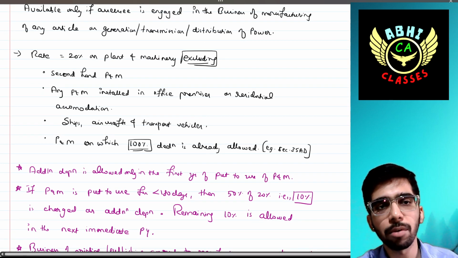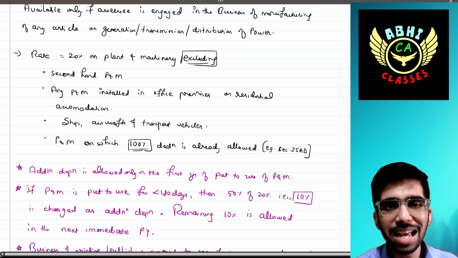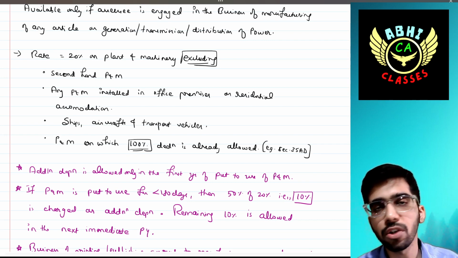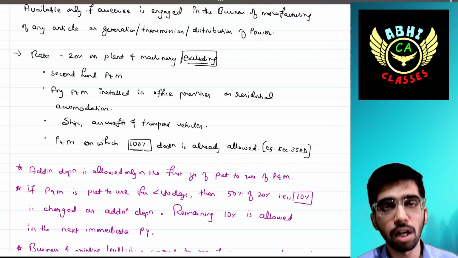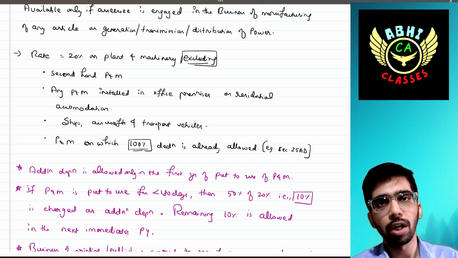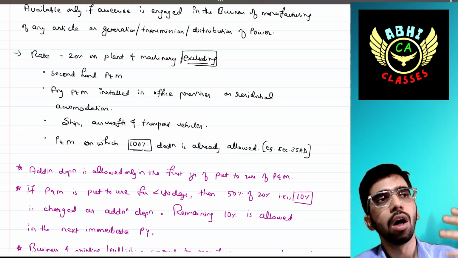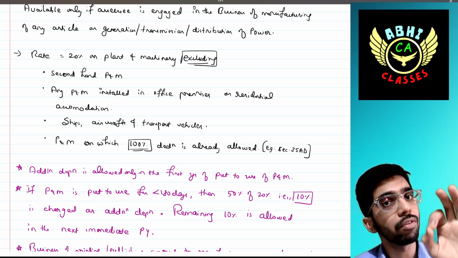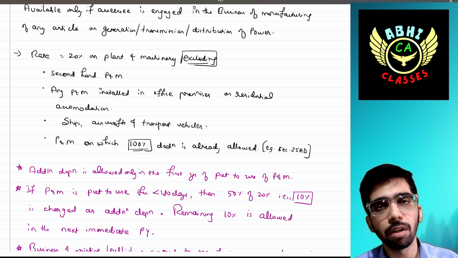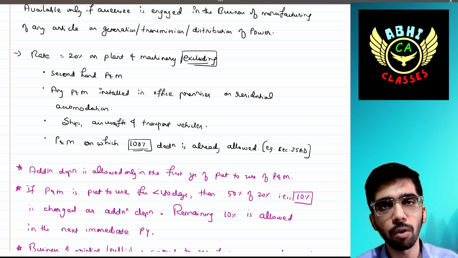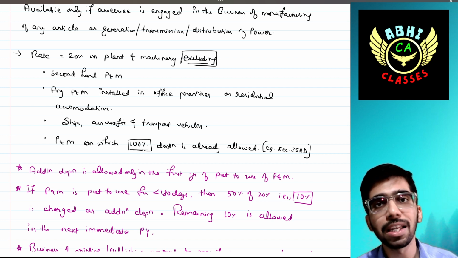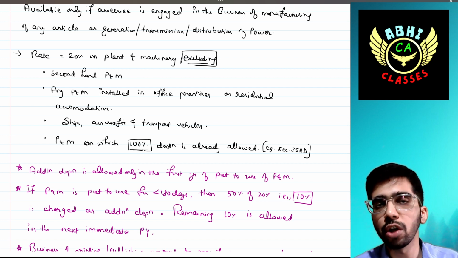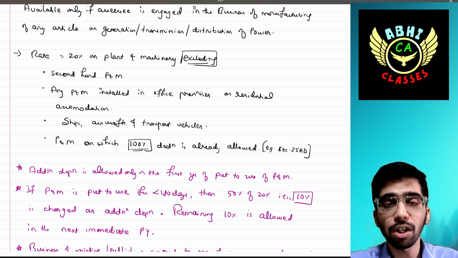Second, any plant and machinery installed in office premises or a residential accommodation, for those assets also the additional depreciation would be nil. For example, in office premises, you install an AC, that is an air conditioner, for which the depreciation would be 15%, but the additional depreciation would be nil because it has been installed in office premises. Then where should we install? It should be installed in a manufacturing unit.